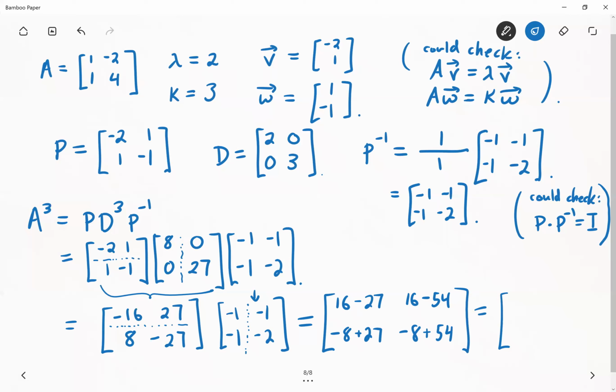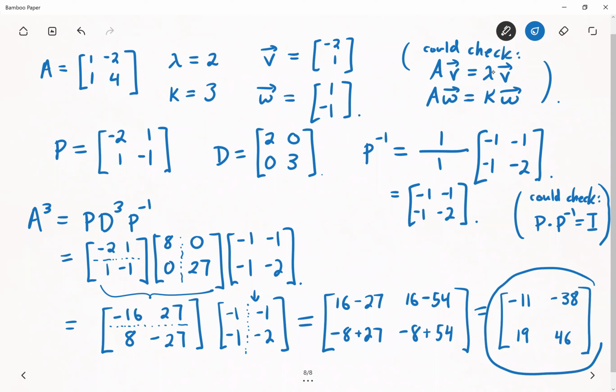We can work those out. Let's see, -16 minus 27 will be -11. 16 minus 54, -38. Minus 8 plus 27, that should be 19. Minus 8 plus 54, that should be 46.